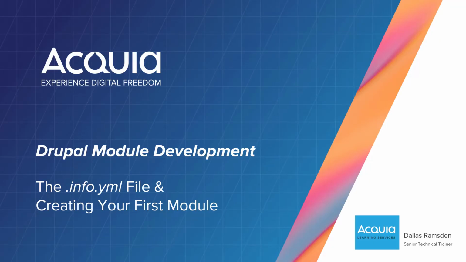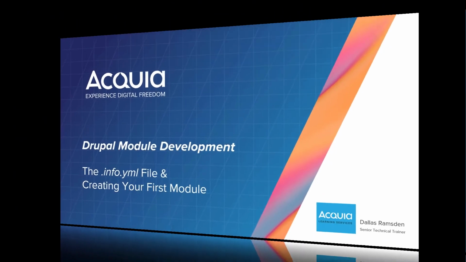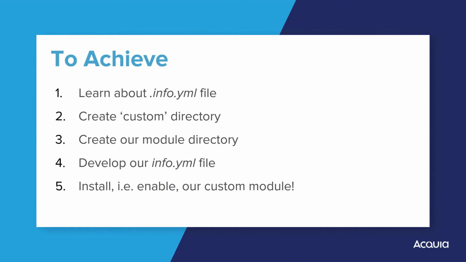Welcome! In this lesson, we will start creating our first custom module. Let's begin. As an overview, here's what we're going to do. First, we're going to learn about the contents of the info.yml file, which is responsible for defining the custom module. Then, to begin developing our module, inside our site's modules folder, we'll create a custom module directory along with a directory for our module. Then, we'll create the .info.yml file, populate it with the required key value pairs metadata, and then we'll go ahead and install, which is to say enable our module on the local site.